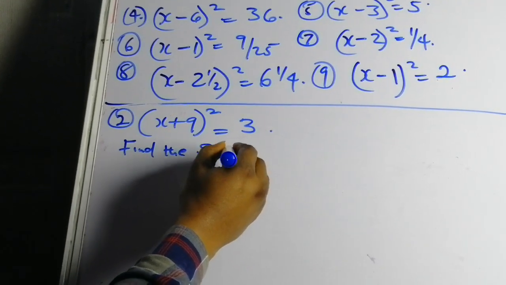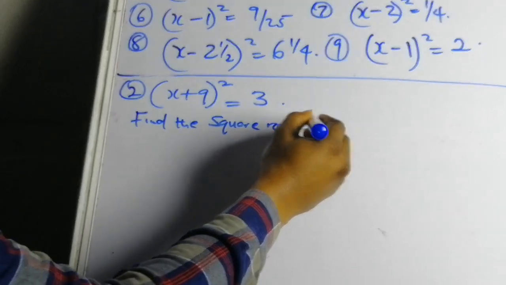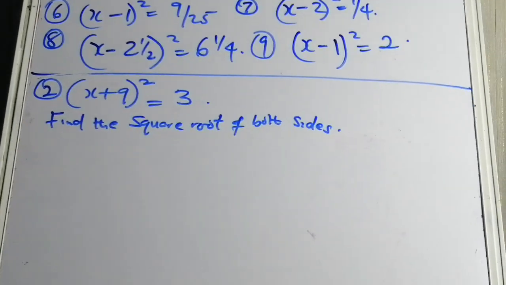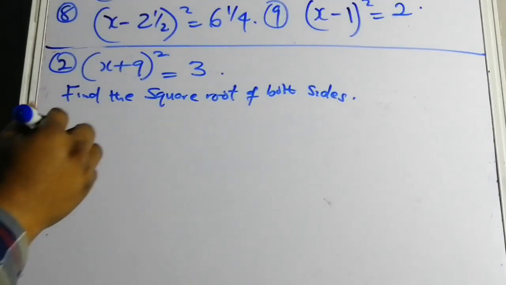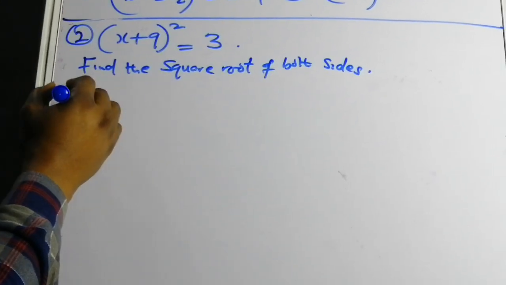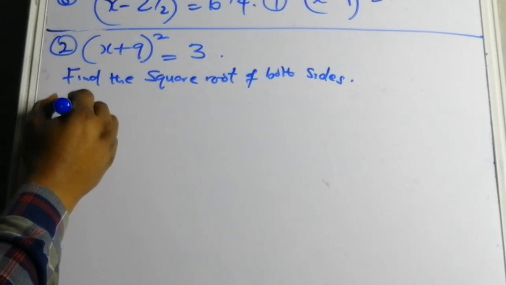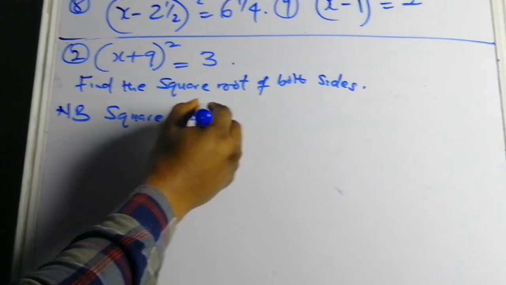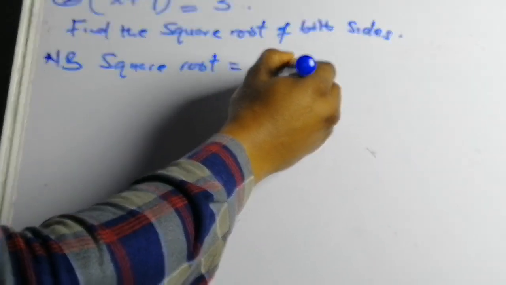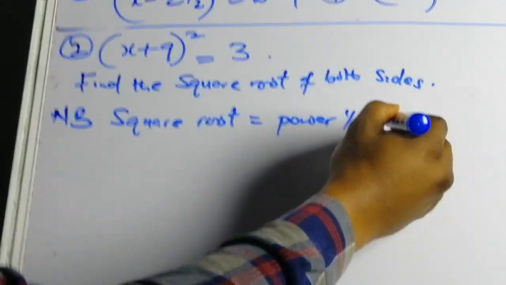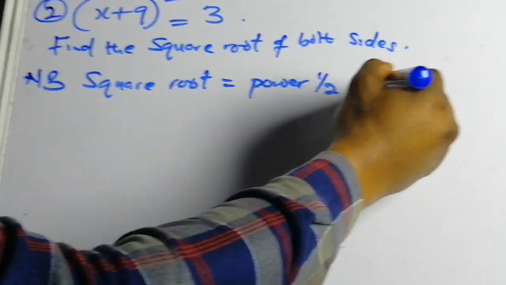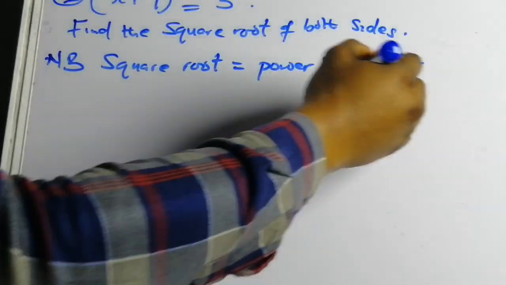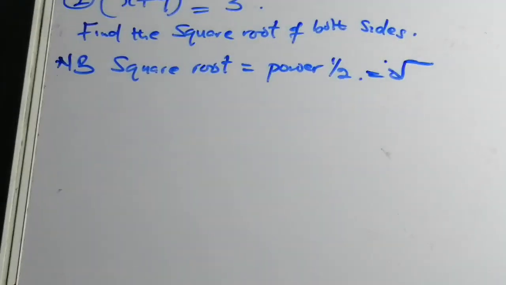Find the square root of both sides. You see that is very, very simple. You don't need to stress yourself. So like I said, note that square root is the same thing as power half.